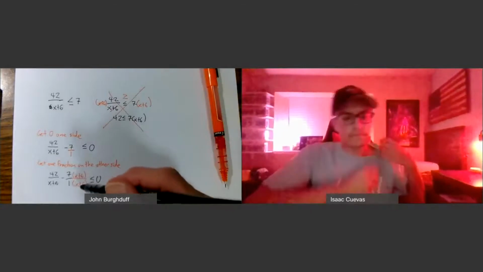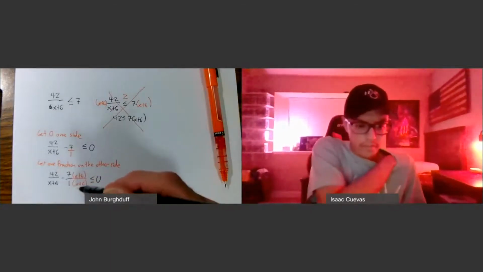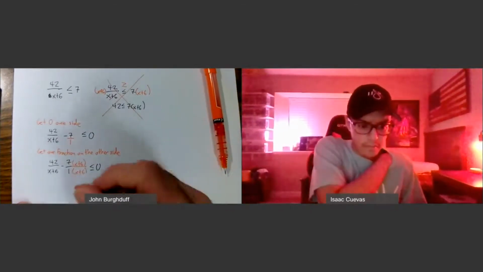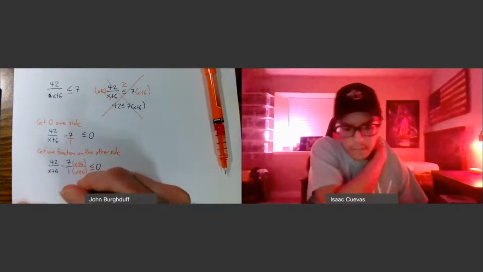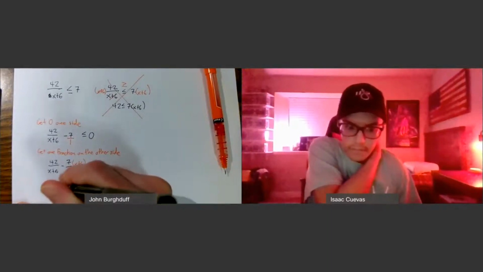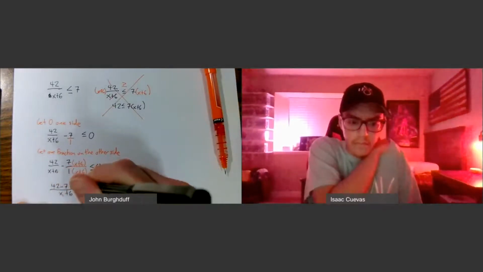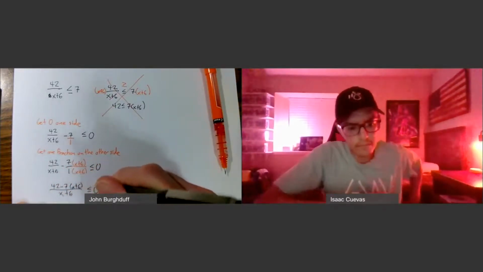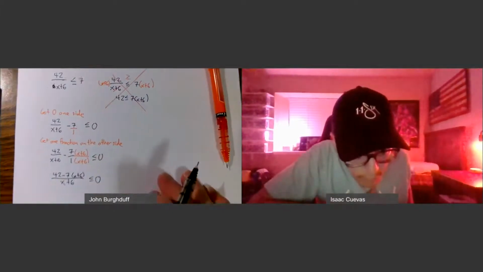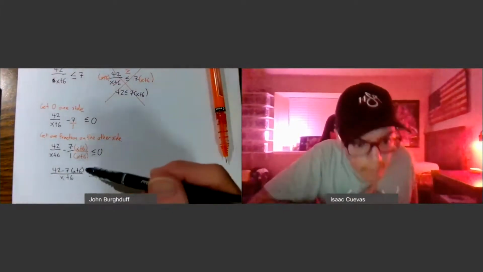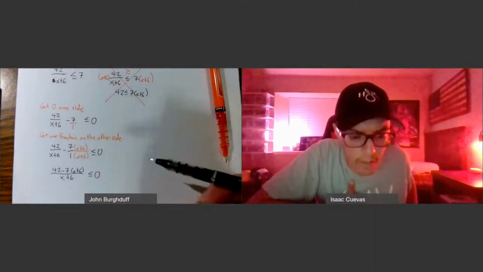If I multiply by x plus 6, the denominator is the same, so you can copy the denominator and combine the two numerators like this. The numerators I'm just combining. The denominator I'm just copying.